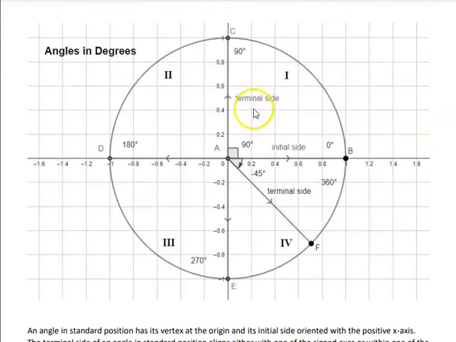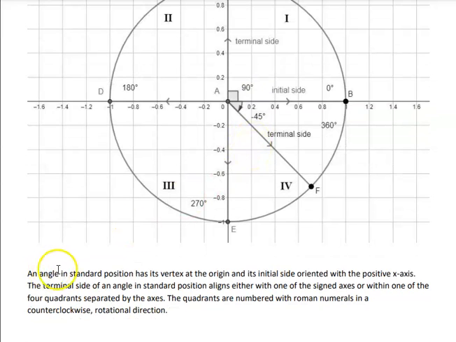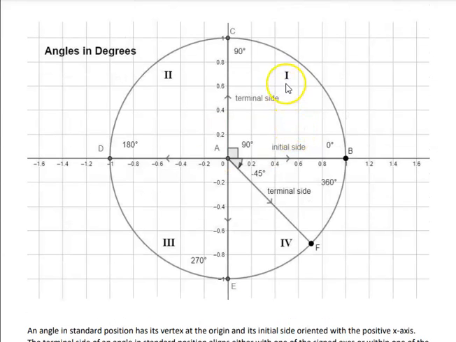It talks about an angle being in standard position. An angle in standard position has its vertex at the origin right here and its initial side oriented with the positive x-axis. Here's the x-axis, there's the initial side. The terminal side of an angle in standard position aligns either with one of the signed axes or within one of the four quadrants separated by the axes. The quadrants are numbered with Roman numerals in a counterclockwise rotational direction. Quadrants 1, 2, 3, and 4.